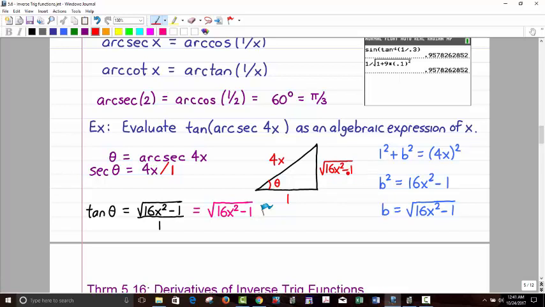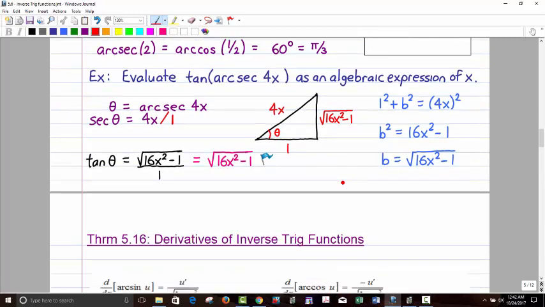Once you have your triangle built, then we can get whatever our outside trig function is. Here it's tangent, so this becomes tangent of theta because we defined theta. Tan of theta will be opposite over adjacent. I just didn't put divide by 1 because I didn't have to. So it's the square root of 16x squared minus 1.